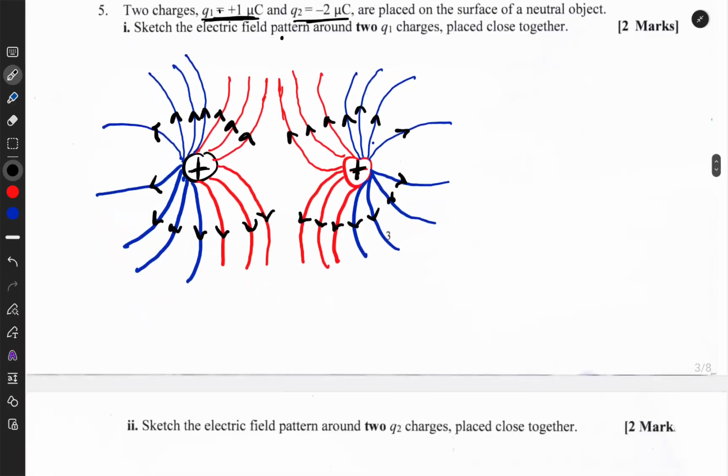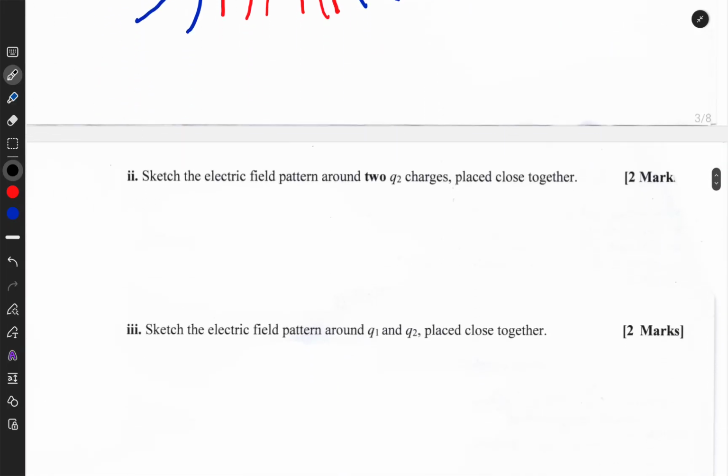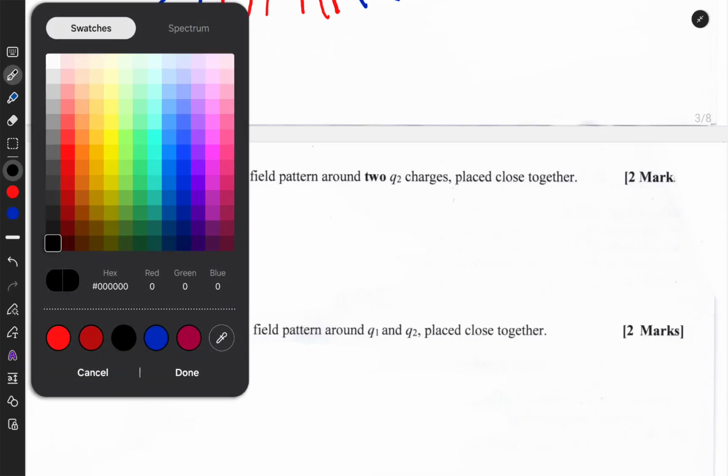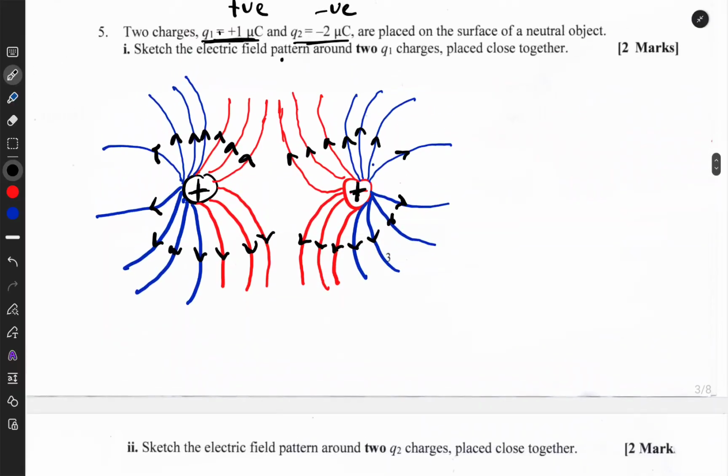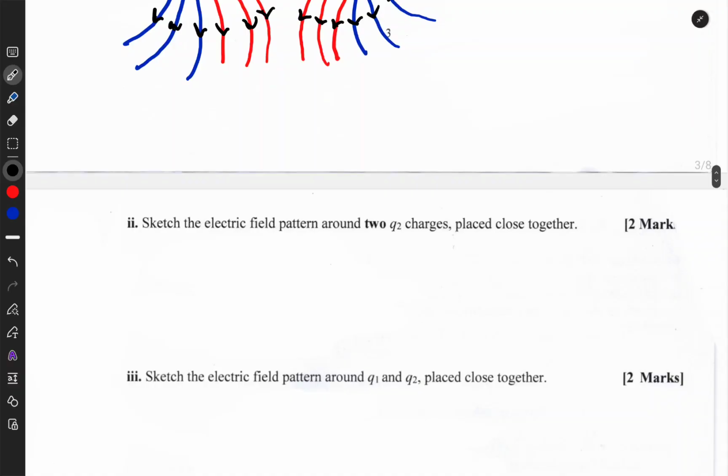Both of them have the same amount of charge. All right. Now, sketch the electric field pattern around 2Q2. What am I going to do? The same thing, very same thing. But now Q2 must be more than Q1. If for Q1 I put 7, for Q2 I have to put like double.